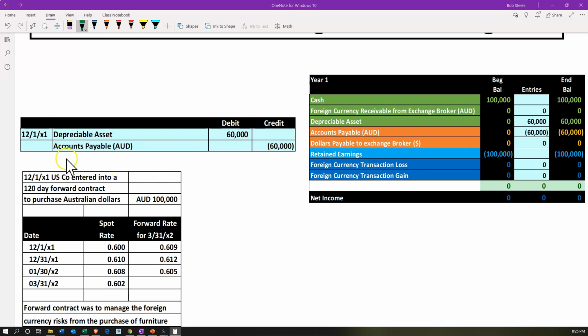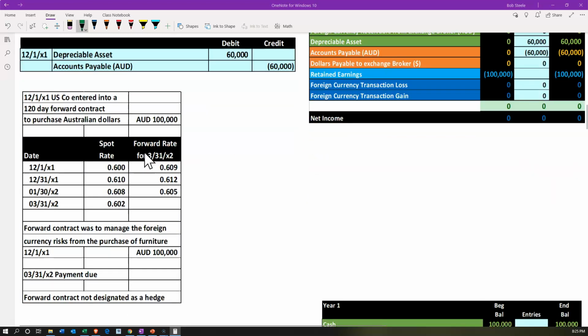So then we have the accounts payable that's going to go on the books, and we're going to note that it's accounts payable in our Australian dollars. Basically saying, hey, look, in the accounts payable, we're valuing U.S. currency, 60,000 U.S. dollars worth, that we're going to owe, but we're going to have to pay it in Australian dollars. So what's going to happen in the future, of course, is the depreciable asset's going to remain where it's at, but the accounts payable could vary as the value of the dollar versus the Australian dollar changes between the point in time that we made this transaction and the point in time that we make the payment of Australian dollars 4 months later.